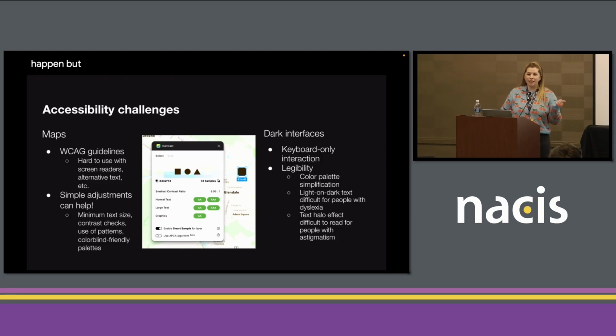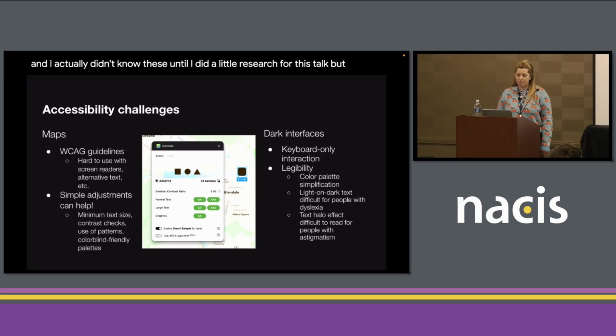But dark interfaces have a lot of issues too that people don't think about, and I actually didn't know these until I did a little research for this talk. Things like reading light text on a dark background, for people who have dyslexia or have an astigmatism, which is a lot of people, is much harder. So that's something that we're trying to think about when we design dark maps.